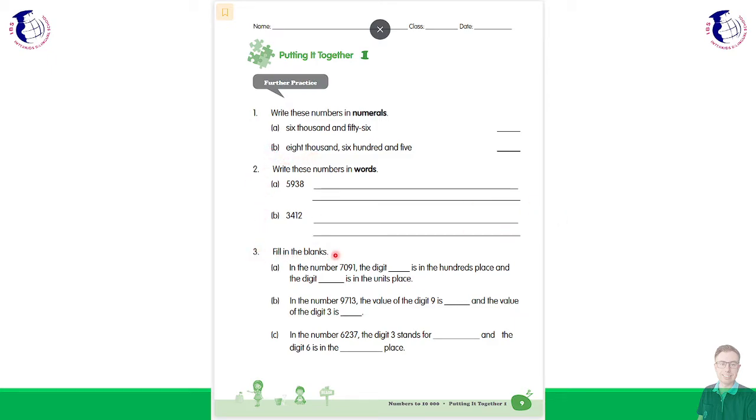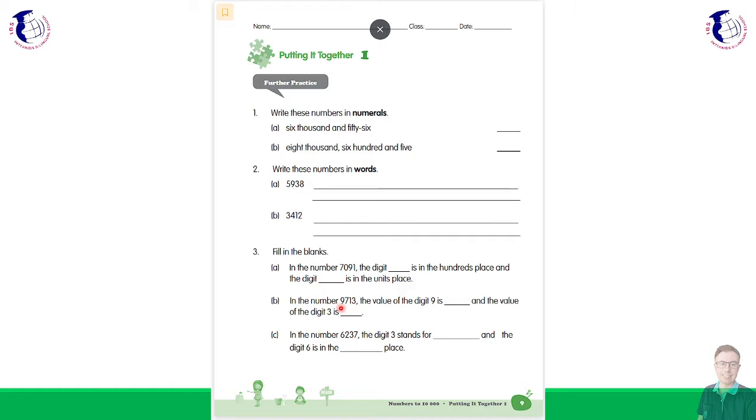And then number 3, fill in the blanks. A, in the number 7,091, the digit something is in the hundreds place value. So just check what digit is in the hundreds place value and write it here. And the digit something is in the units place value. Have a look in the units place value and decide what number should go here.